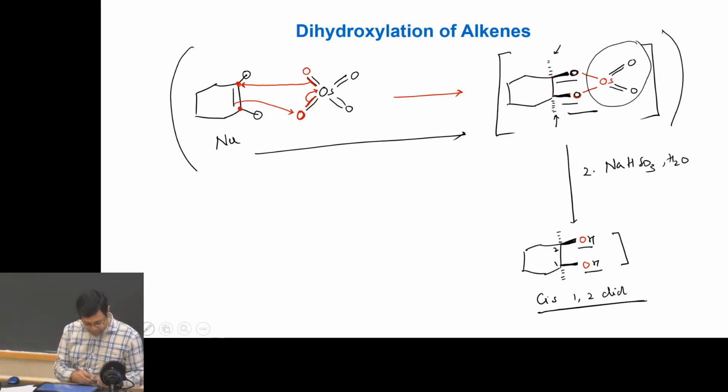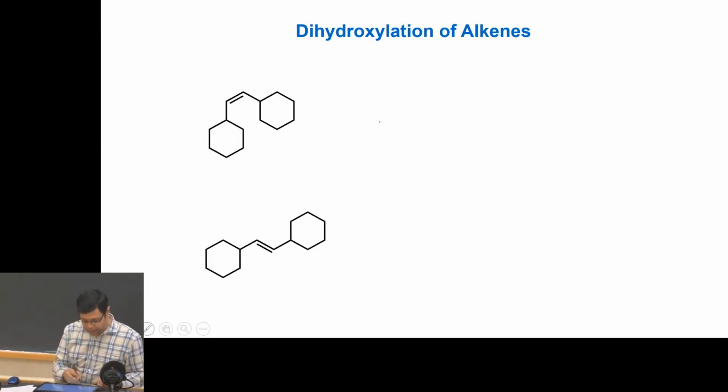So let's now take some examples of this reaction. Let's say you start off with this alkene. Dihydroxylation conditions.